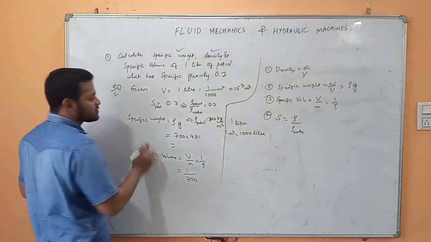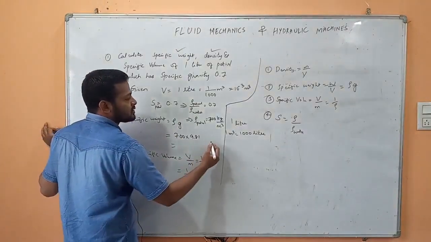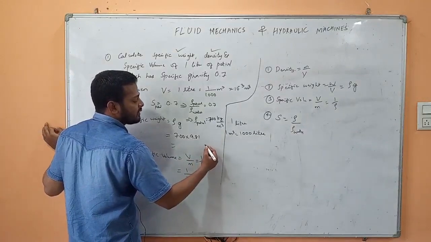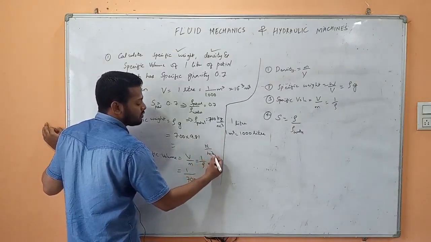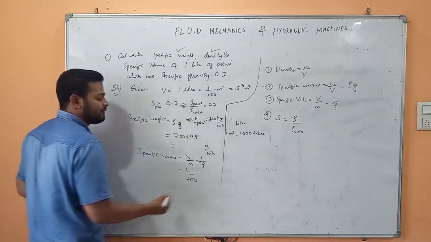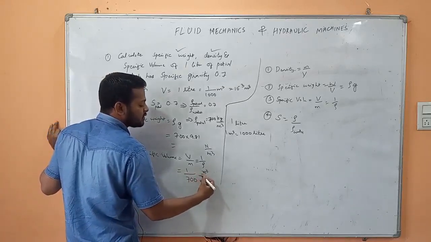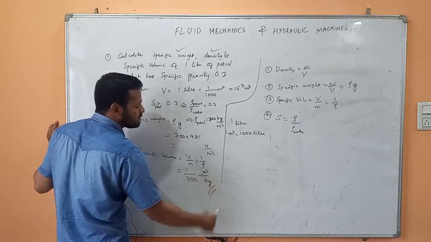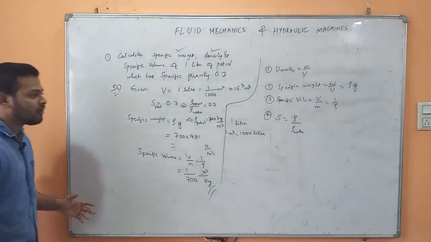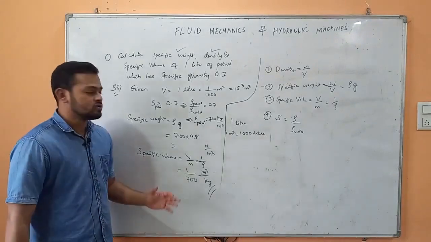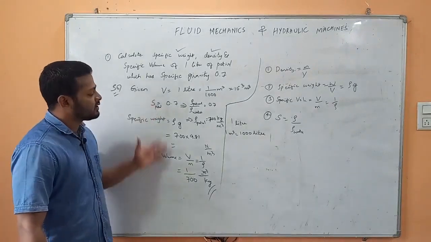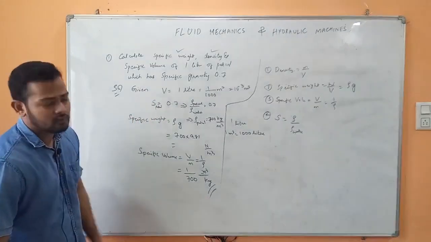So what are the units of specific weight? Specific weight general formula is weight by volume, so Newton per meter cube. And what are the units of specific volume? Whatever the answer you get, that answer in meter cube per kg. Okay, if you have not gone through the previous video, just go through the previous video so that you can understand how I am solving this problem.